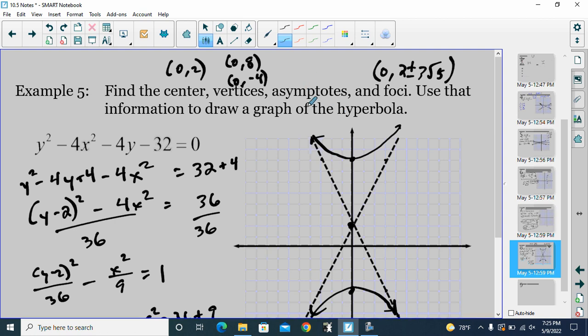The equations of the asymptotes, they both pass through the center. So y minus 2 equals x minus 0. And our slope is up 6 over 3 or down 6 over 3. Either way, it reduces to 2. Y minus 2 equals plus or minus 2x.